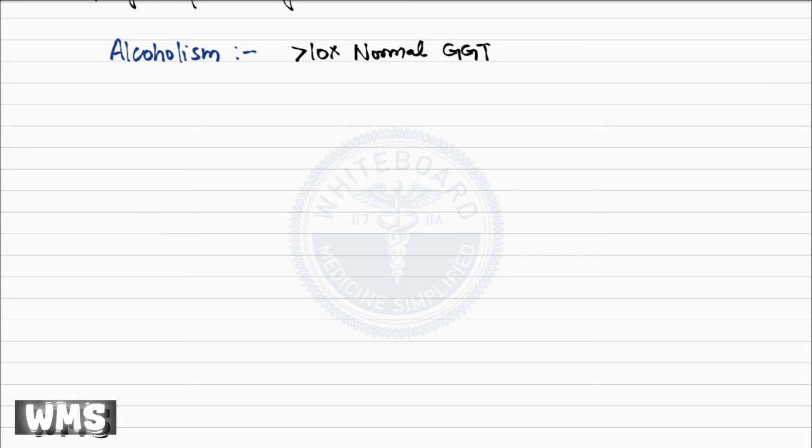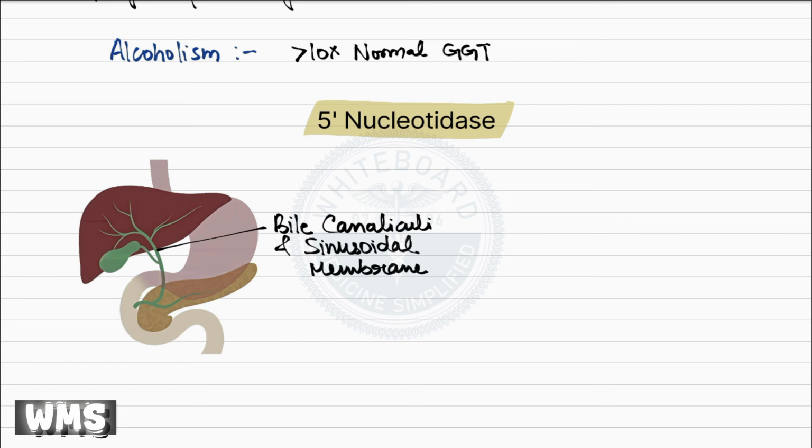Now, another enzyme to know is 5' nucleotidase. It is present on the bile canalicular and sinusoidal membranes of liver cells, although its exact function is not very clear. Clinically, it works similar to GGT.